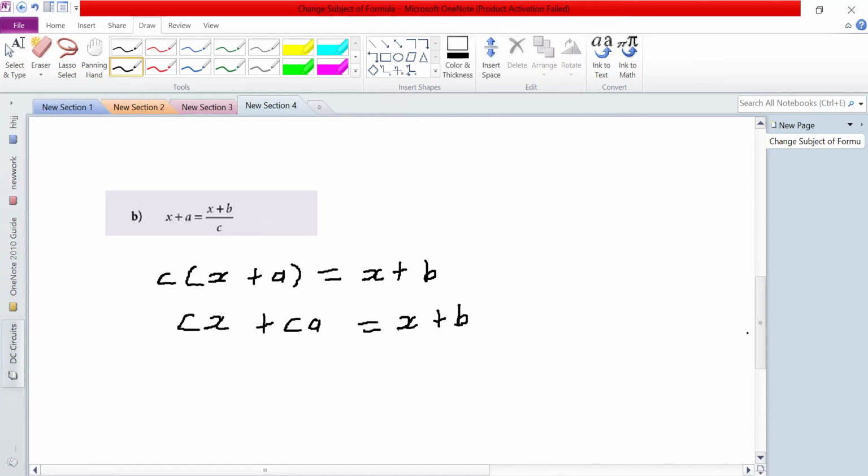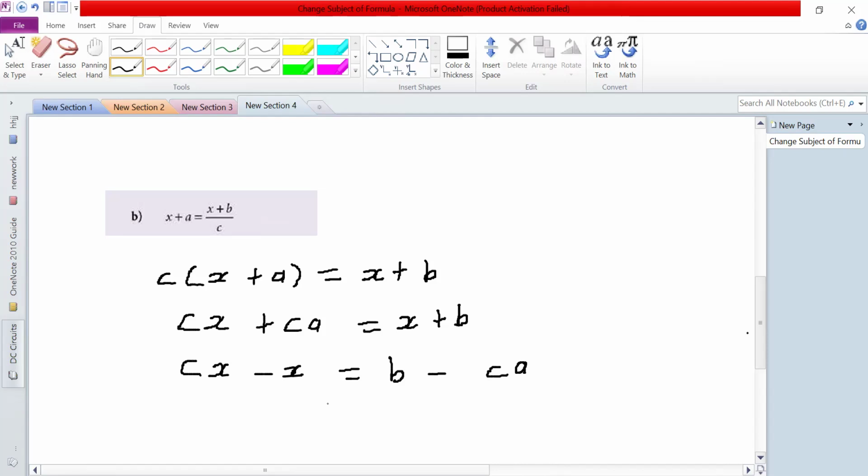Okay. Then the next thing that we want to do is group like terms. All terms with x go on one side, and all terms without x go on the other side. So we take x to the left-hand side, we get cx minus x. Then we take ca the other side, we get b minus ca.